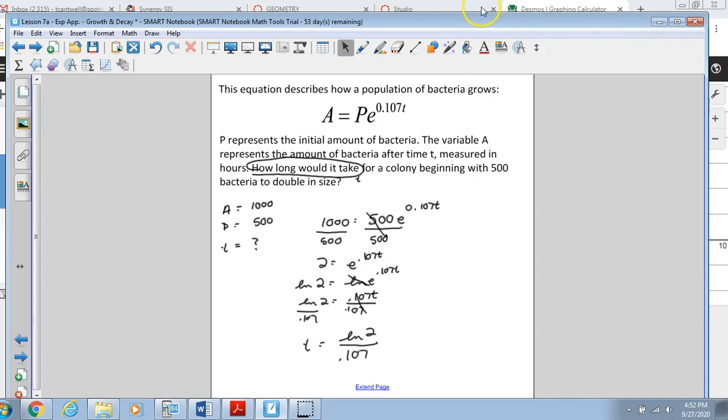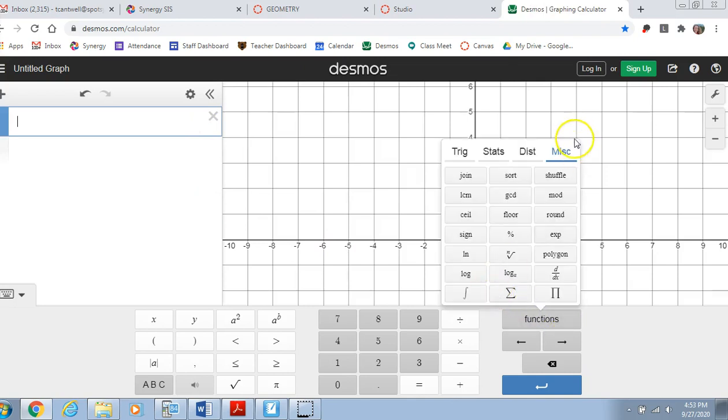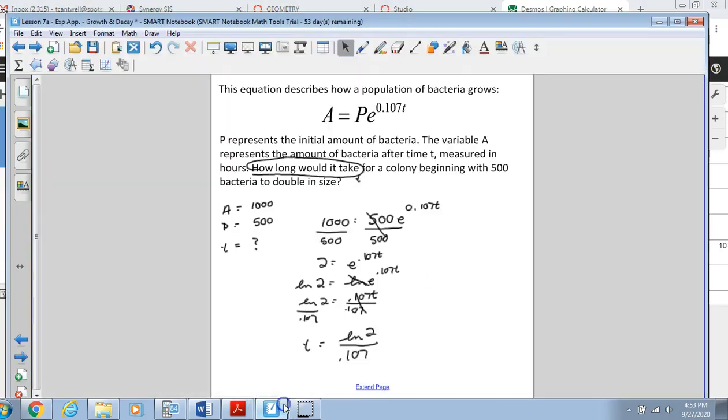6.48. If we went over to Desmos to calculate that same thing, if we entered the natural log, which is under functions, under miscellaneous, there's our natural log of 2, close parentheses, divide by 0.107, then we get that same answer right there, about 6.48. So when we come back to our answer, then we're asked how long would it take for a colony of bacteria beginning with 500 to double in size. Then our answer would be that would take about 6.5 hours.